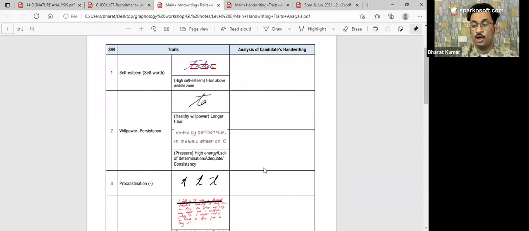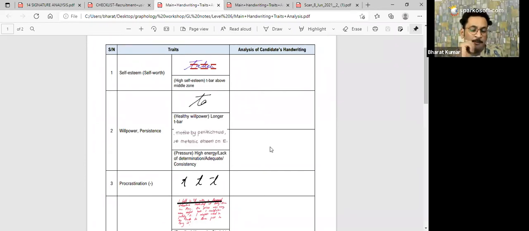Now check it. If you find more pressure in alphabets, obviously everything will be shared. In each workshop, I used to share everything. Then high pressure means high energy, lack of determination. High energy, but lack of determination. Okay, what have you observed in these two written lines? Something I have not disclosed just now. Can anyone tell me in the chat box?